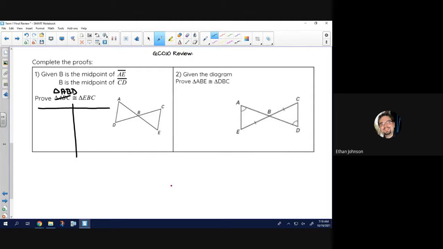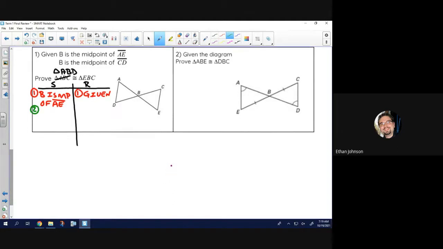So, let's start our proof. First statement says B is the midpoint of AE. So, given. Now, in that problem, we have a vocab word. Vocab word is midpoint. So I know my next reason is definition of midpoint.